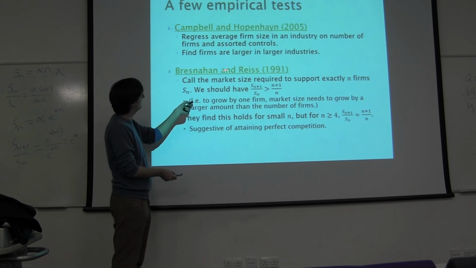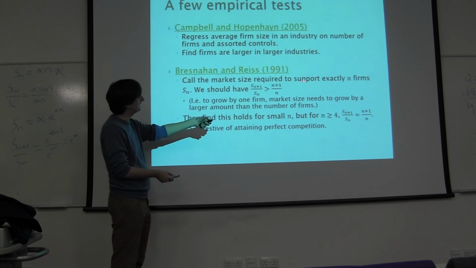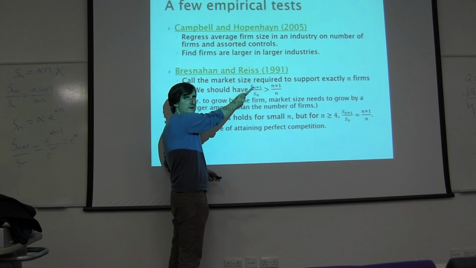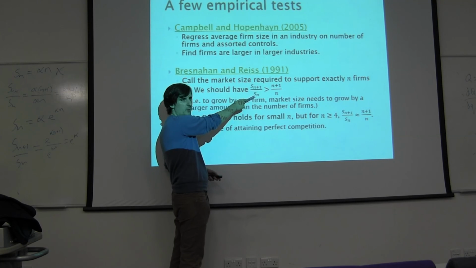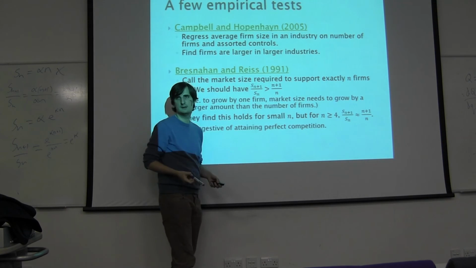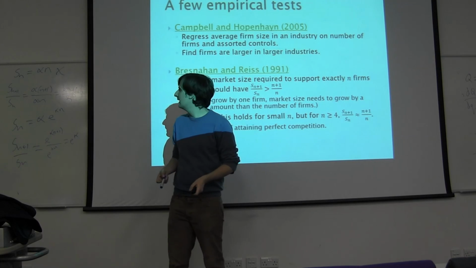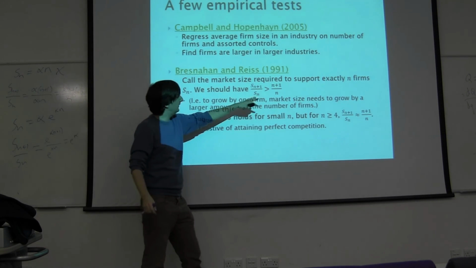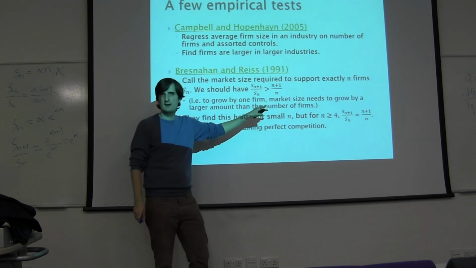Okay, so what Buchanan and Rice test is this thing. They test if Sn plus 1, the size of the market needed to support n plus 1 firms, divided by Sn, the size of the market needed to support n firms, is bigger than n plus 1 over n. Okay? If the size of the market was just proportional, then this would not be true. It would be an equal sign, not a greater than.